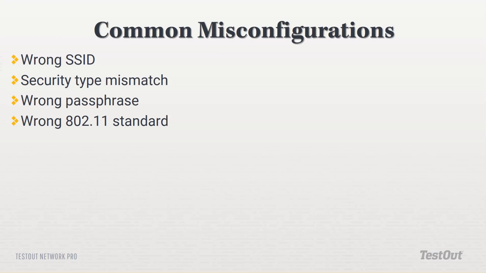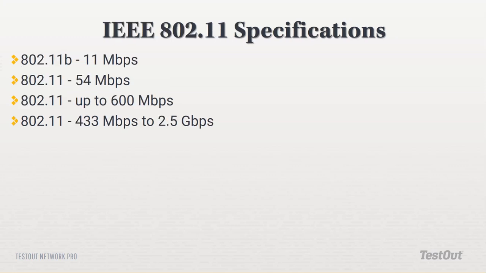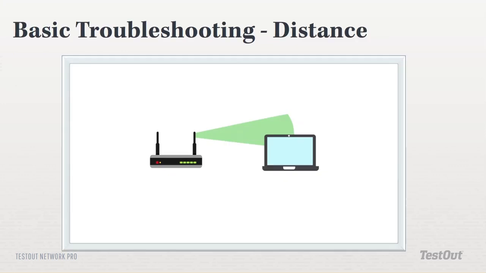Wrong passphrase. Obviously, same thing if you're trying to log into some kind of account and you're using the wrong password, it's not going to let you in, or the wrong 802.11 standard in here. So those are issues where you might have one laptop that can only use the older technology, such as B or G, and you're broadcasting in N. These are the speeds that can broadcast. So you can see B is only 11, and G and N are much, much higher.